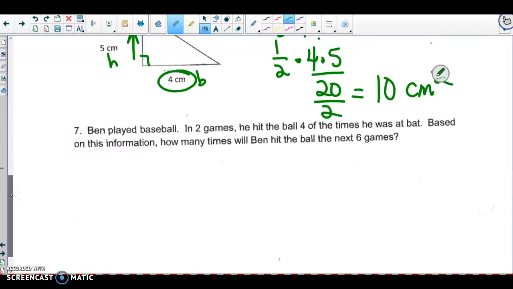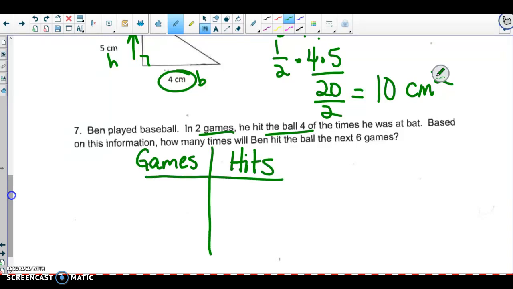All right. Ben played baseball. In 2 games, he hit the ball 4 of the times he was at bat. So in 2 games, 4 times at bat. Okay, he hit the ball 4 times. Based on this information, how many times will Ben hit the ball in the next 6 games? So we've got games and hits. That's what we're comparing. So I've got games and hits, and so I'm going to create a table. I like the table. You might like a double number line.